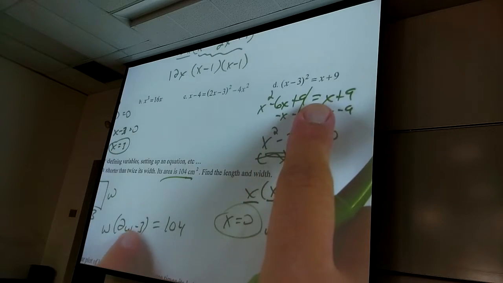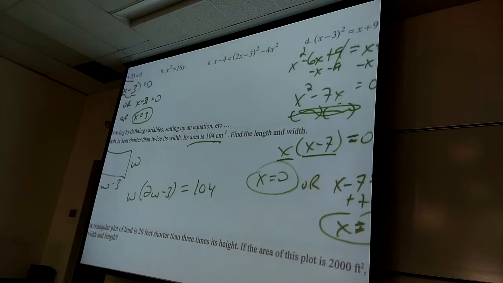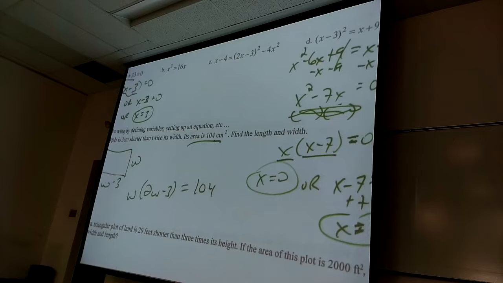So that one is sort of like this one. I multiply this out, I subtract the 104 over, and then I try to factor what I end up with. I like it.